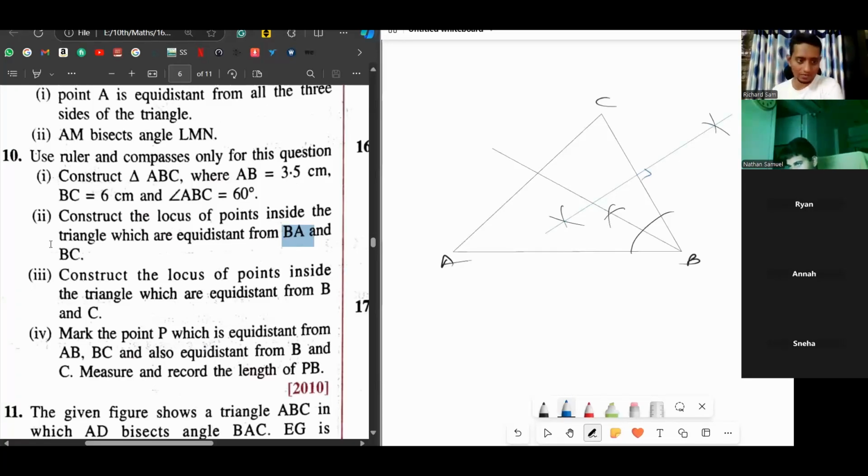Next, mark the point P which is equidistant from AB and BC and also equidistant from B and C. So you need to find a point which satisfies both the conditions, second and third. Where these two intersect, this point here will satisfy both the conditions, because this point lies on the angle bisector also. It also lies on the perpendicular bisector, which means this point is equidistant from BC and AB also. It is also equidistant from B and C. Satisfies both the conditions, second and third. Is that clear, everyone? Aman, you got it?